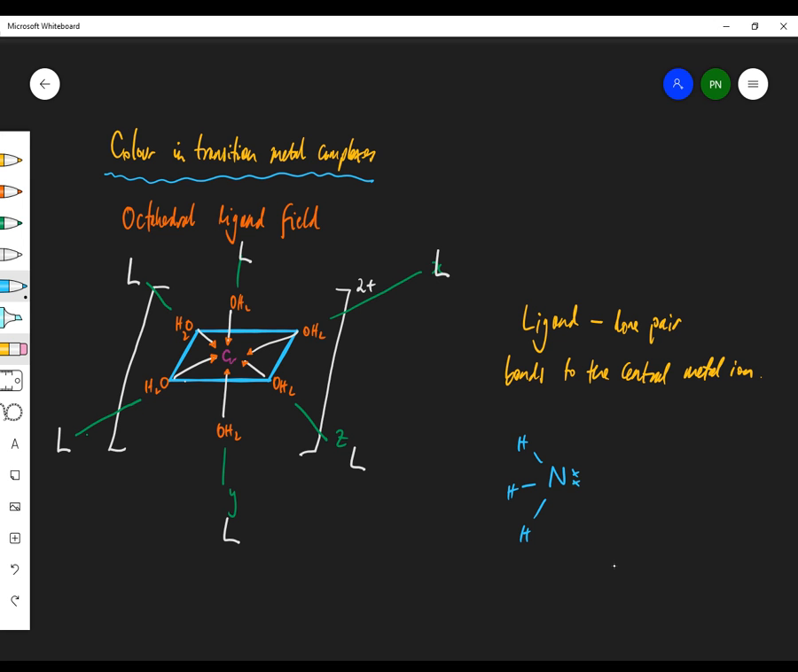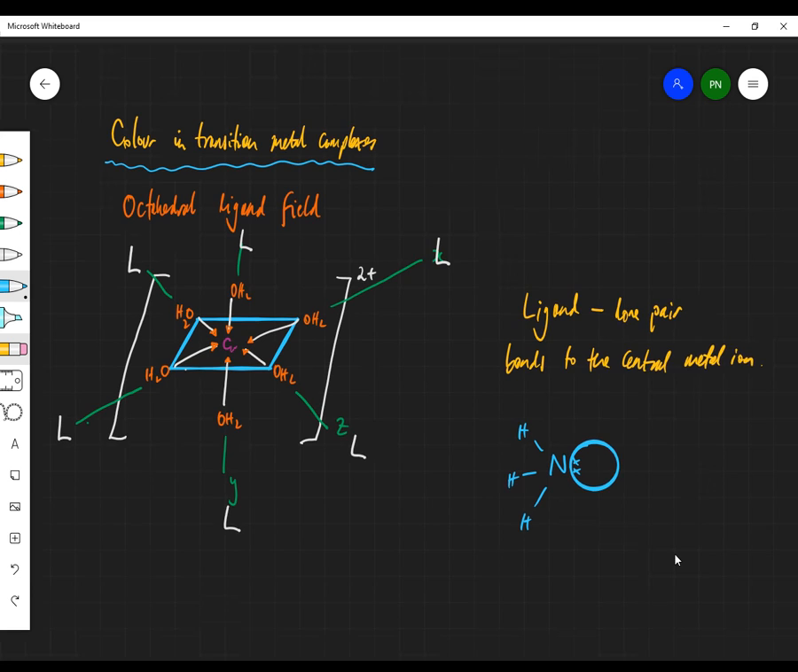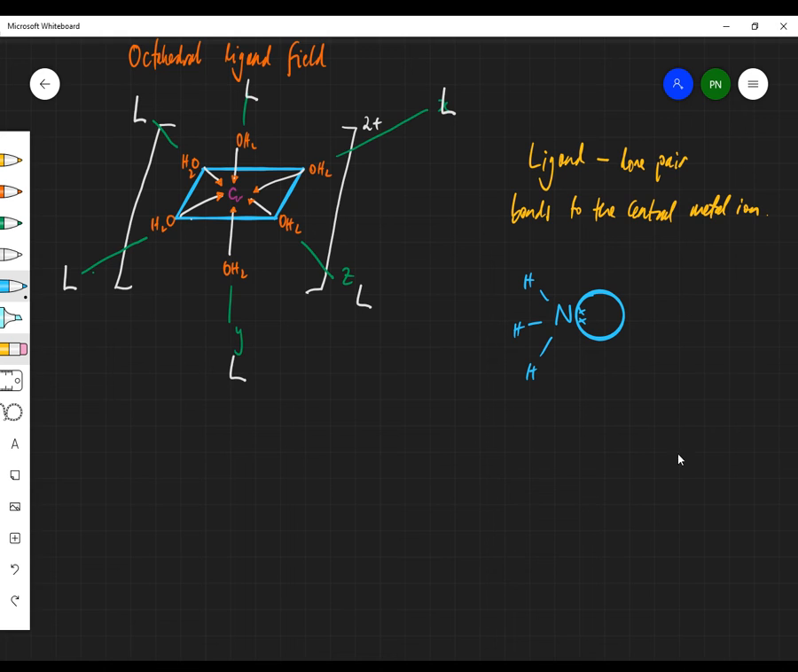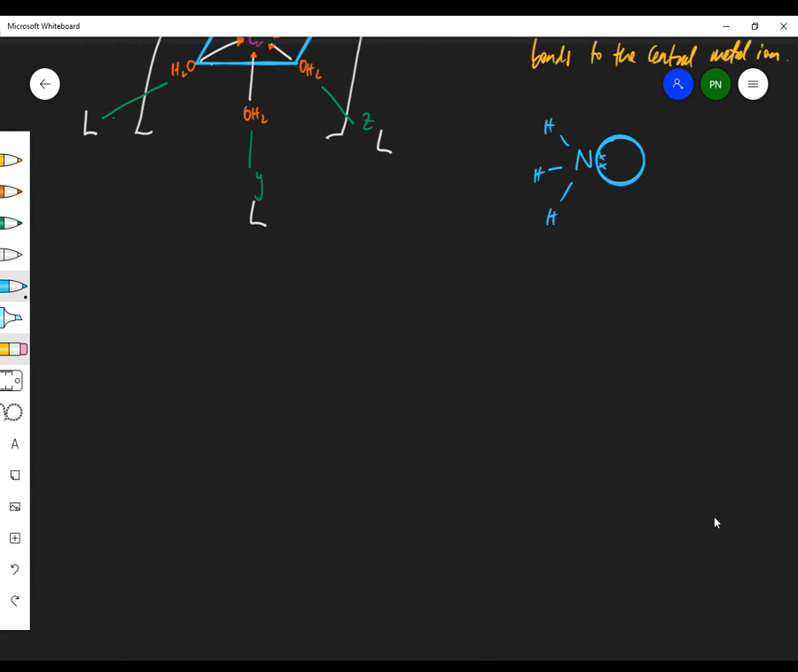Ammonia has a lone pair, and the lone pair has its own electron cloud like that. So when ligands come in, the lone pair on the ligand interferes with the d orbitals of the transition metal. Now I'm going to draw the 5 d orbitals. So what are the d orbitals? Always a lowercase d, by the way.